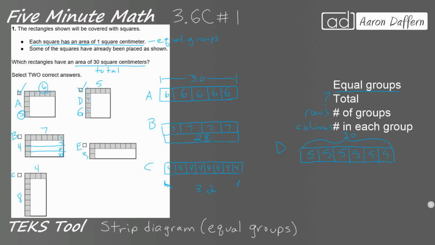I've got 3 down. So 3 big groups. And then 1, 2, 3, 4, 5, 6, 7, 8, 9. Oh, so close. If that had 10, it would have been good. But 9, 9, and 9, that's going to get us 27. Not quite there. All right, so we've made a strip diagram for each one. Our answers are the top in each column, or A and D.